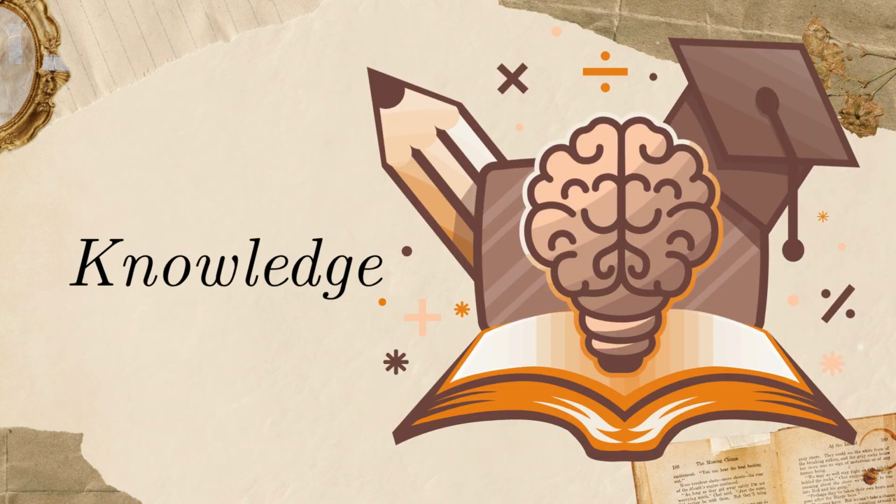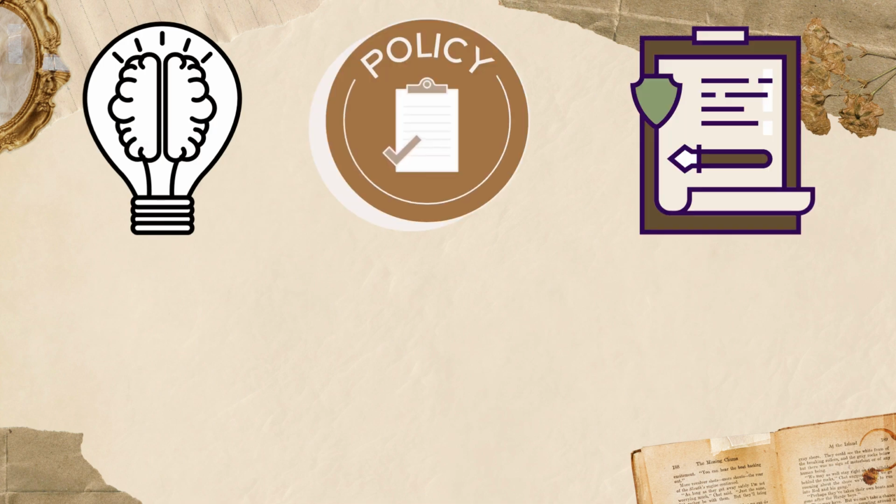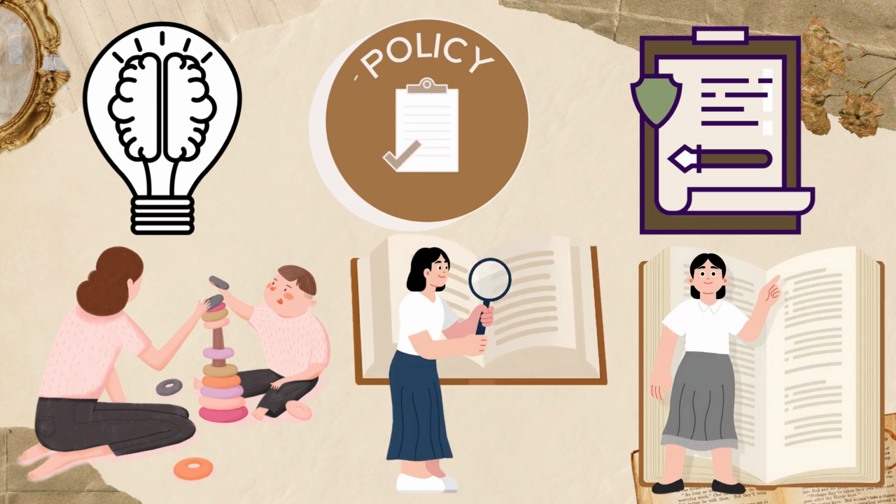Now let's move on to the knowledge required. Now we are going to look at the knowledge an early years educator must have: child development, policies and procedures, legislation such as safeguarding laws, theories of play, evidence-based practice, curriculum. Good knowledge helps us plan and support children effectively.